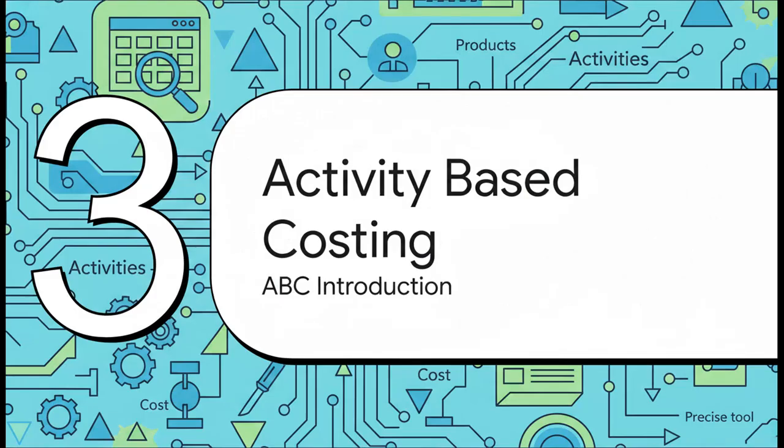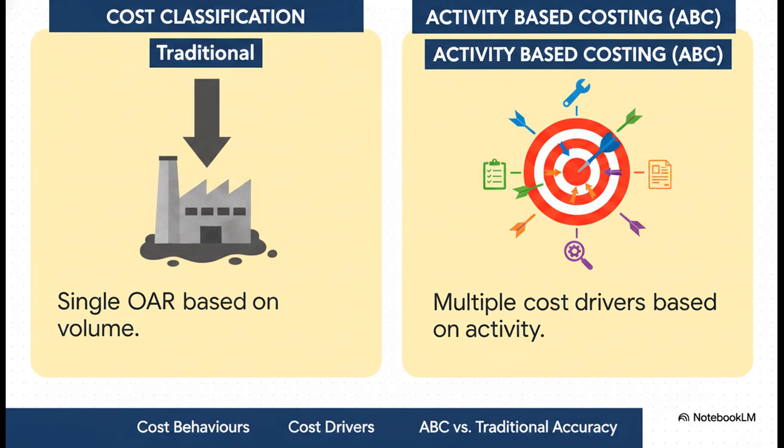Which brings us to Section 3, Activity-Based Costing, or ABC. This is where things get really precise. When traditional costing totally fails you, ABC swoops in to save the day. This setup brilliantly illustrates the difference. Traditional costing relies on that one generic rate based purely on volume. Like we said, it's kind of lazy accounting.